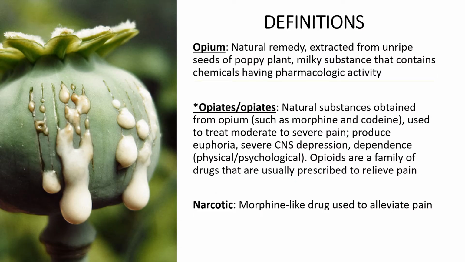Okay, so very briefly on this slide, where do opioids come from? Well, they come from the poppy plant, right? So the seeds of the poppy plant. So opium is the natural way of obtaining opioids.